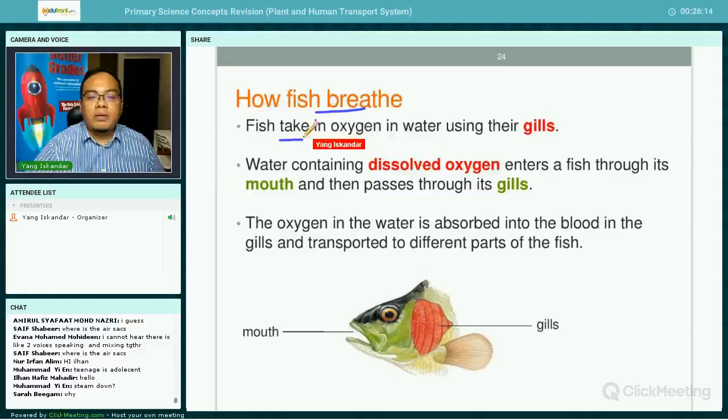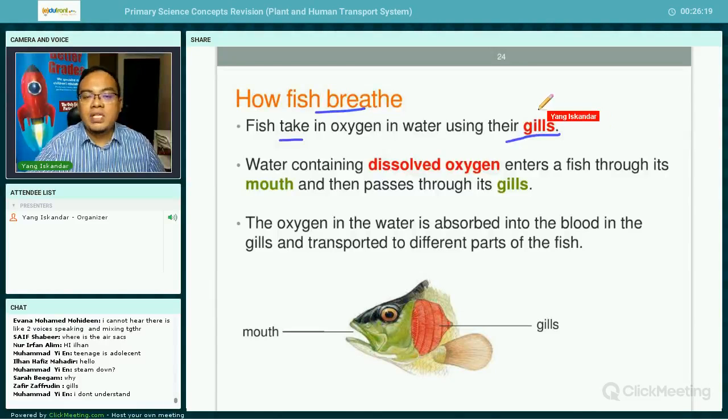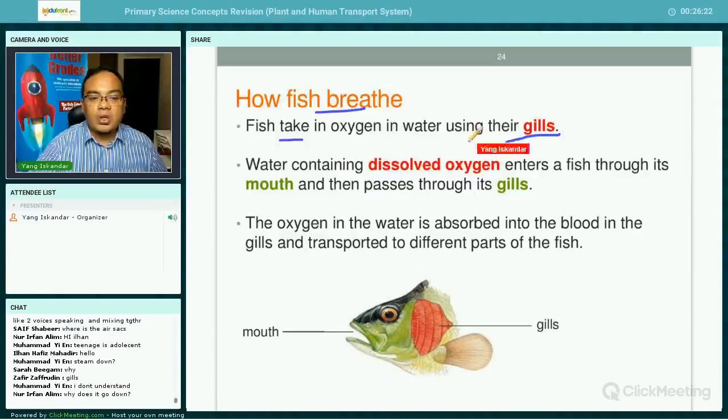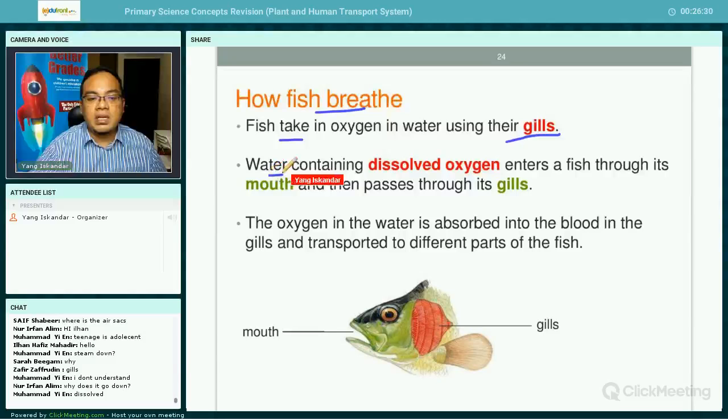Now, how do fish breathe? Fish take in oxygen in water through their gills. How are fish able to survive in water, different from humans? Water contains dissolved oxygen. The water which contains dissolved oxygen enters a fish through the mouth, and then passes through the gills. This is the gills of the fish.